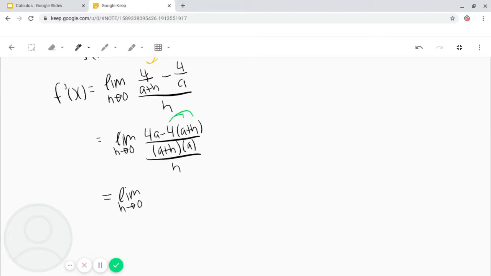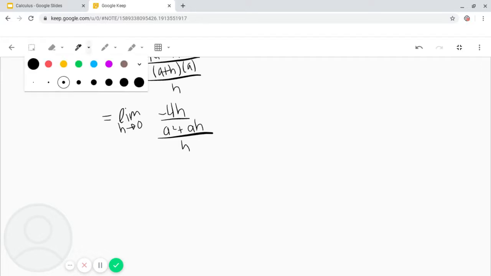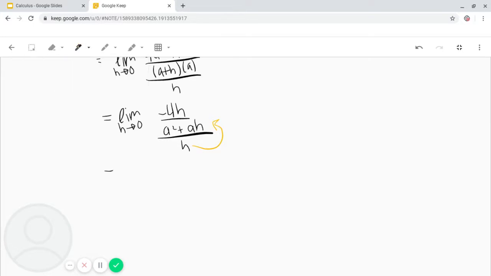That would equal negative 4h over a squared plus ah. Oops, sorry, this is all over h. And then we can simplify again by bringing that h up there.